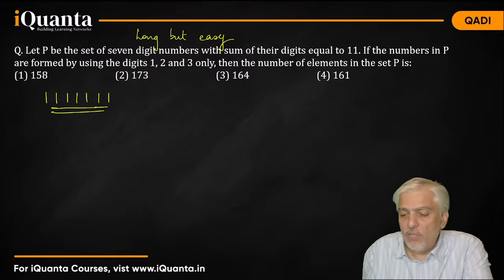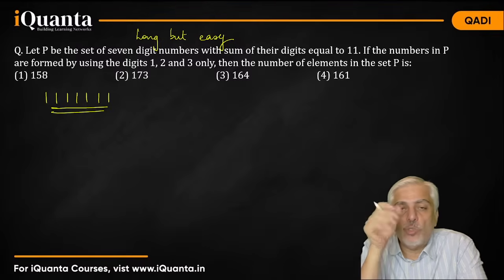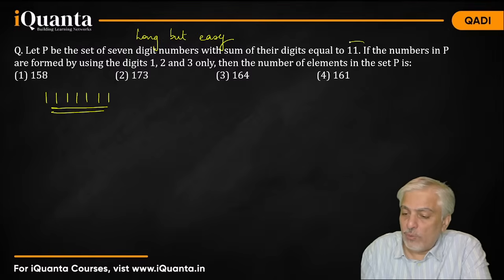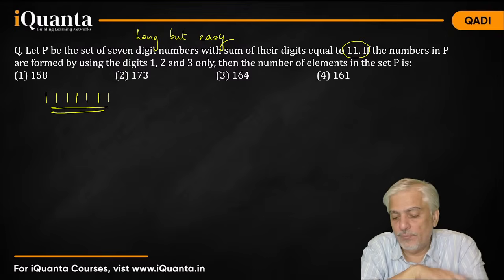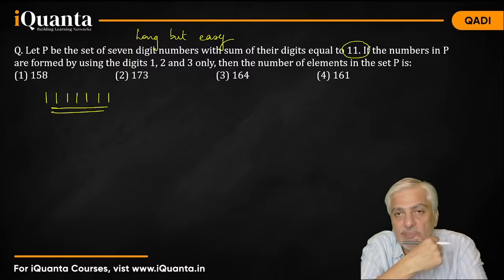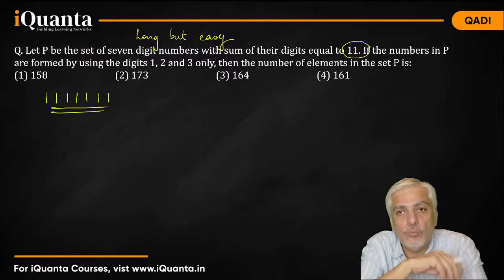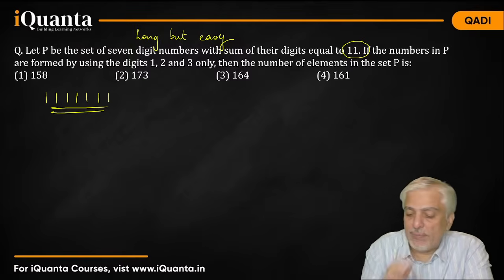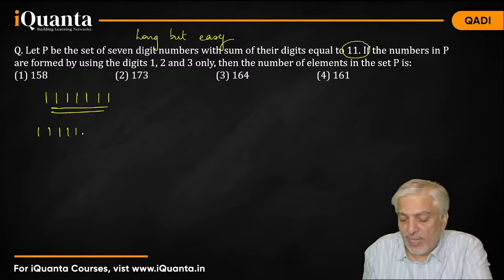If I took all ones, the total is only 7. They want the total to be equal to 11. So all ones are not possible. So what we can do is, every time I reduce a 1 and put a 3 instead of it, I will increase the total by 2. So 7 plus 2 is 9, 9 plus 2 is 11. That means 1, 1, 1, 1, 3, 4, 5. This is one possibility.